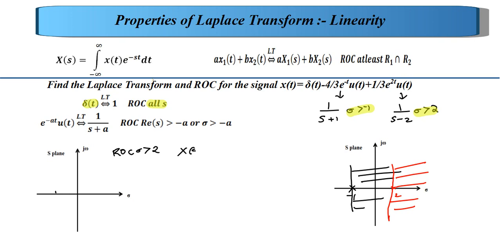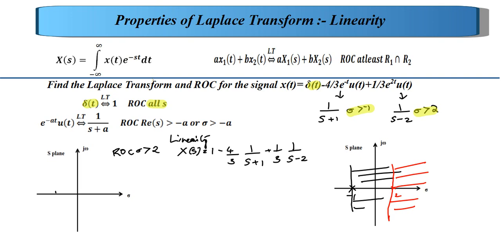For x of s, the first signal is del of t. Okay, for del of t, the transform is 1, and second signal is minus 4 by s by applying the linearity property. Okay, we need to mention that as a linearity property. We can write the combination, and the result is 1 by s plus 1, and next term, the constant is 1 by 3, so you can directly multiply by 1 by 3, and the answer is 1 by s minus 2.